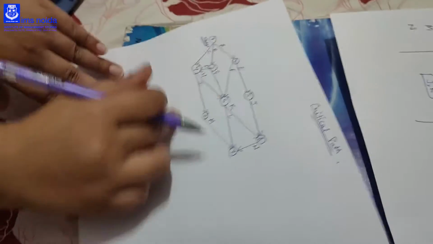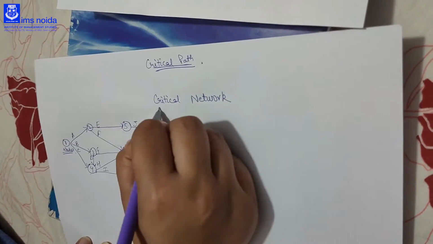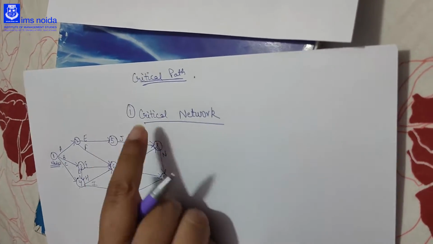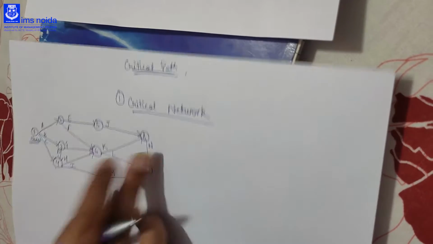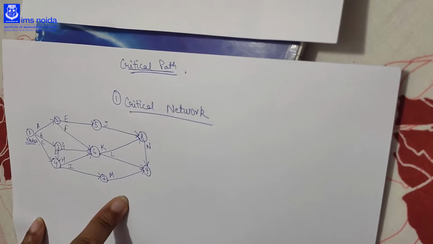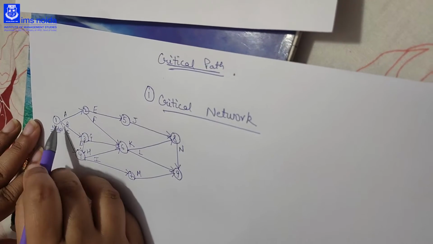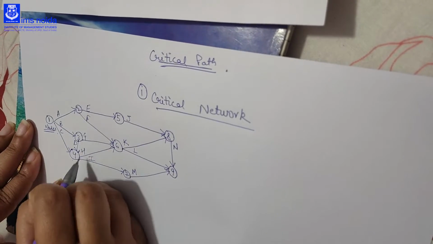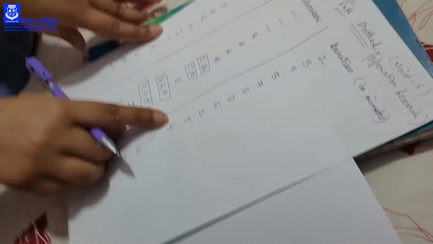This network is called critical network. You will get the question in which the first part is to make the critical network. This is how you will make the network. By taking every activity and predecessors, you will make the critical network. Now in bracket of every activity, you have to write the duration, that is the duration mentioned in front of every activity. You will mention it in the critical network.